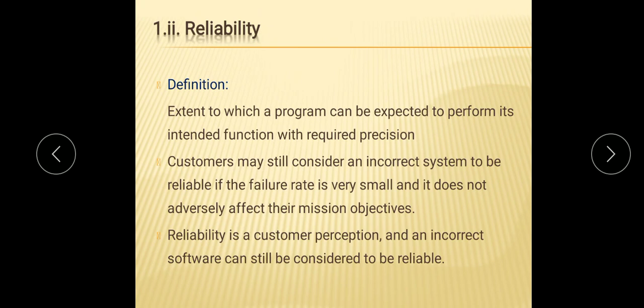Now reliability. So what is reliability? The extent to which a program can be expected to perform its intended function with required precision. A customer may still consider an incorrect system to be reliable if the failure rate is very small and it does not adversely affect their mission objectives. Reliability is a customer's perception, and an incorrect software can still be considered to be reliable. That means for software or a system to be reliable, it is not mandatory to be 100% correct. So with some limited flaws, the customer can treat the software as reliable software.